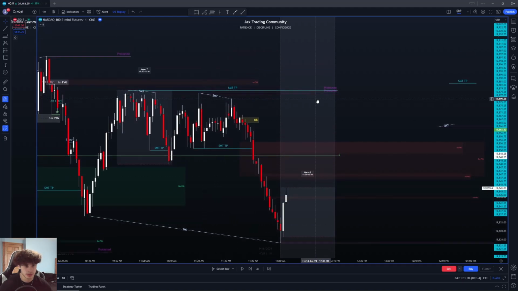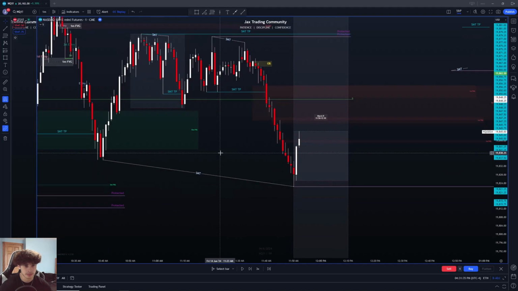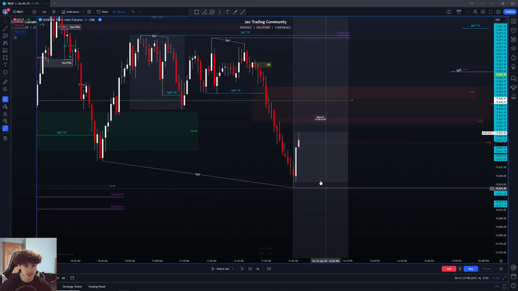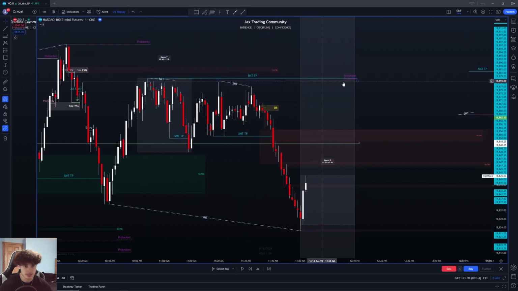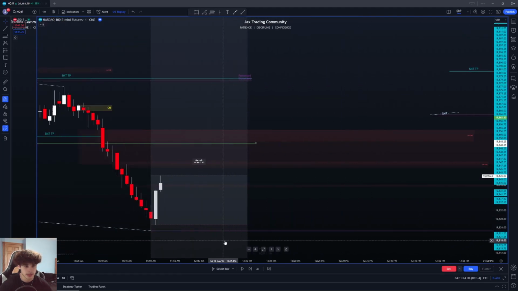We have previously protected highs right here. These are two previously protected highs. We also have an SMT, a bullish SMT, showing that we want to reverse. And this is the SMT up here, SMT TP up here.